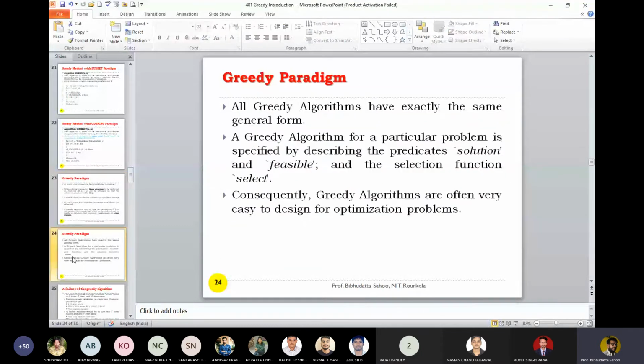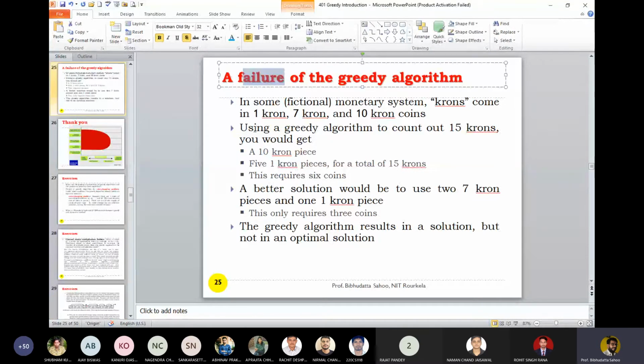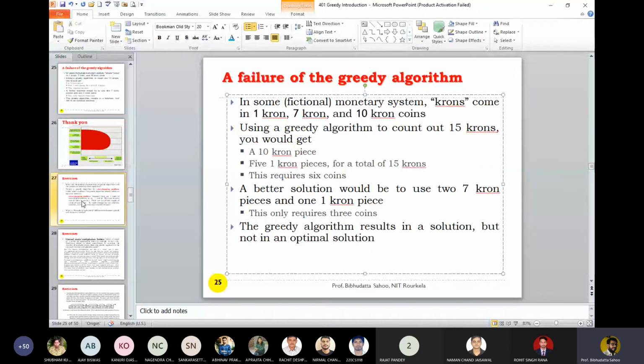Okay, now a failure of the greedy algorithm. There are some problems where the greedy algorithm fails. This is one example where the greedy algorithm fails or results in a solution, but that means we are not going to find the optimal solution. Then we can say the failure of the greedy algorithm. But looking into the requirement, if we're happy with that, we can say we are agreeing to the suboptimal solution.